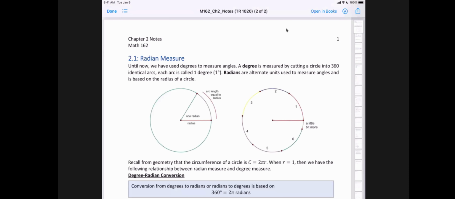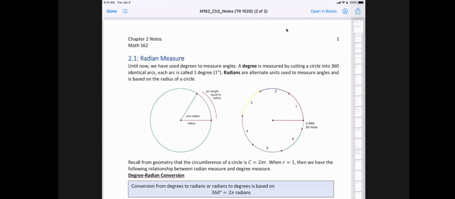So chapter 2, in this chapter, we're going to introduce, like in the first section, this radian measurement, some applications to that, and we're going to start graphing these trigonometric functions. So let's start off with just section 2.1, the radian measure.